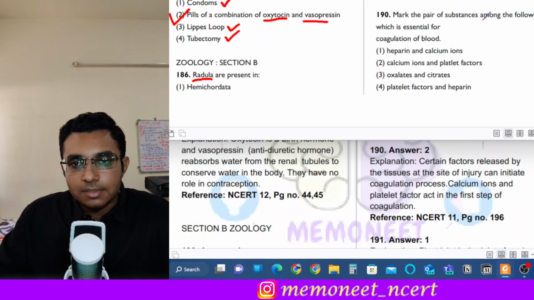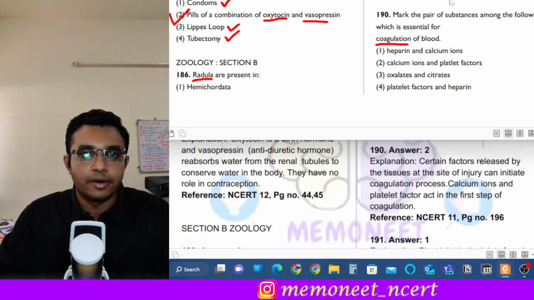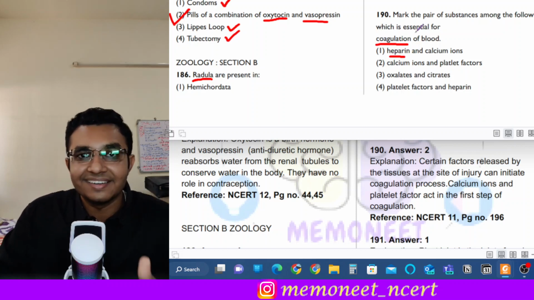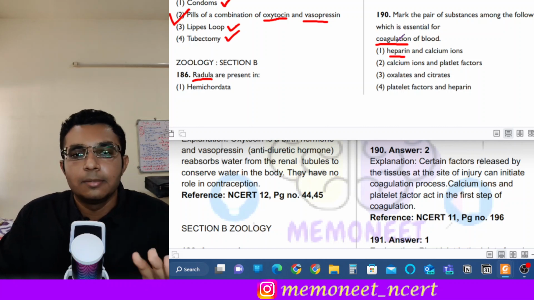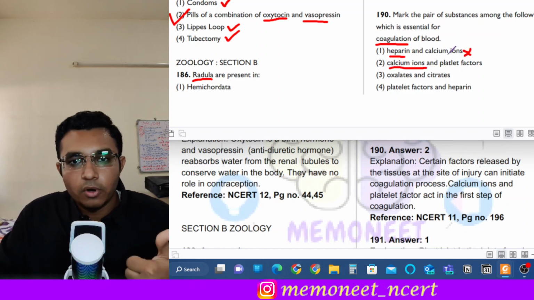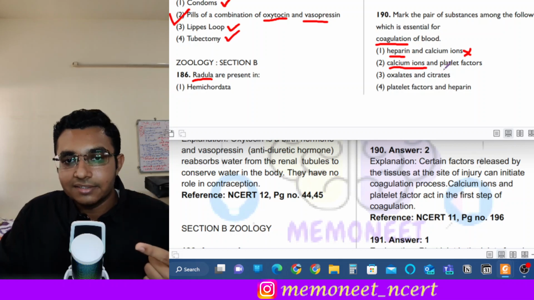Mark the pair of substances among the following which is essential for coagulation of blood. Now see, the first option is heparin. You know that heparin is an anticoagulant, it does not help in coagulation of blood, so heparin will be wrong.